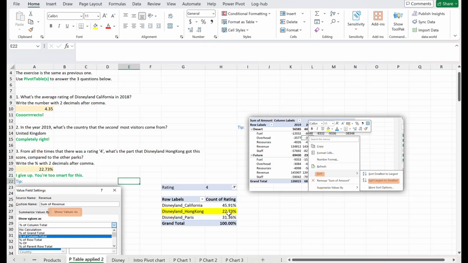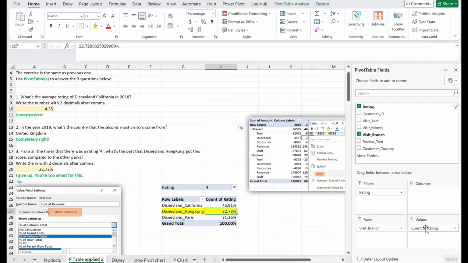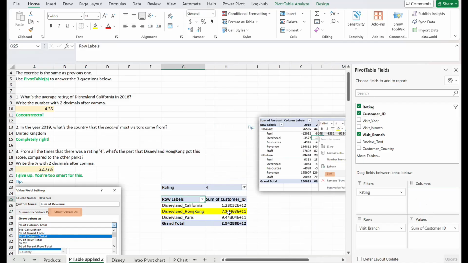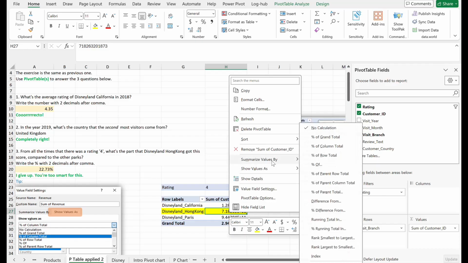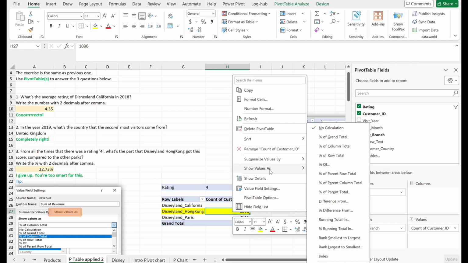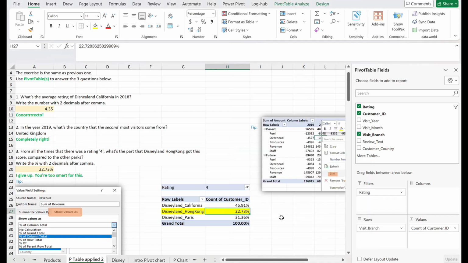Okay, that's it. Again, another way to solve this is not counting the values, but summarize value by count. But the customer IDs, I think that should be the same. Yeah, should be the same.